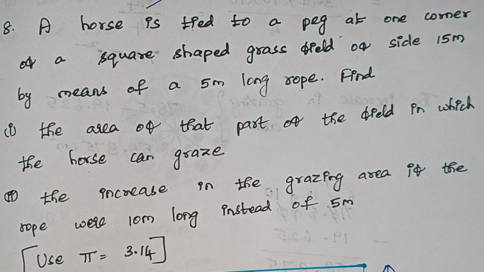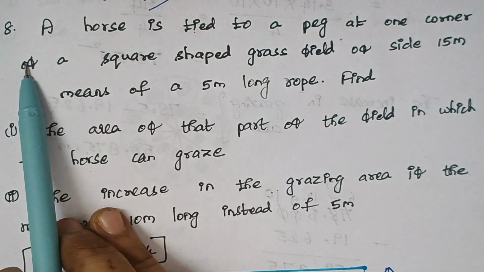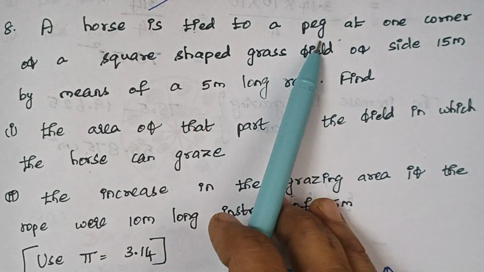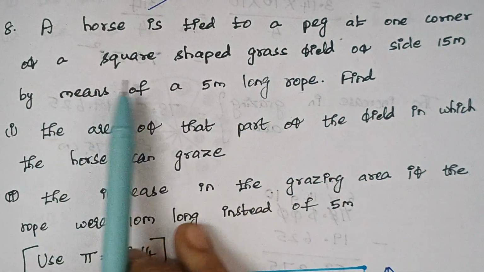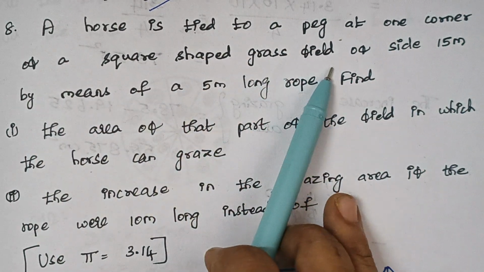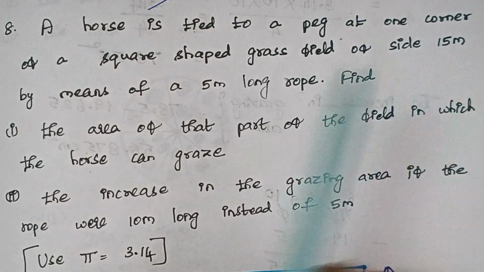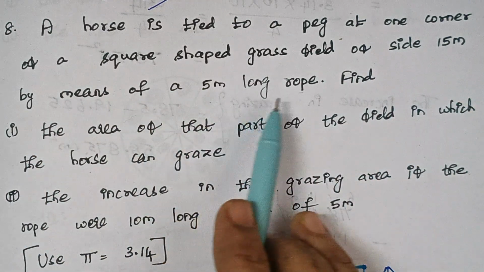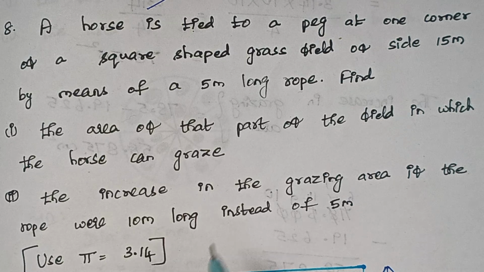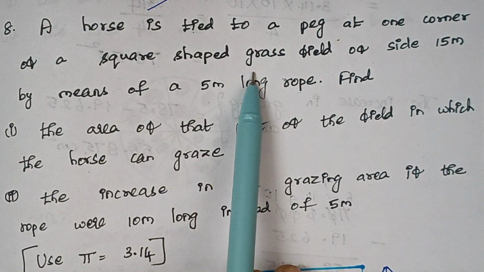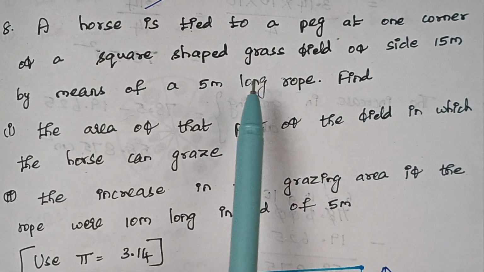Today we are going to solve problems in exercise 12.2. Problem number 8. A horse is tied to a peg at one corner of a square-shaped grass field of side 15 meter by means of a 5 meter long rope. Right. So we will split this problem, then it will be very easy for us to identify.